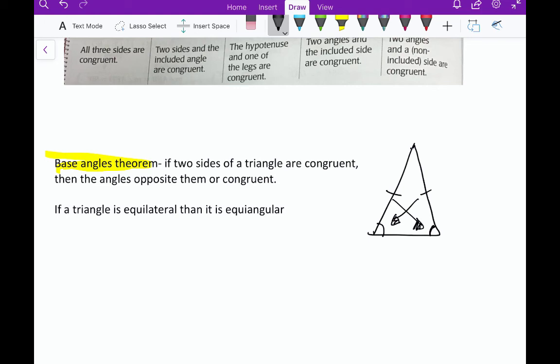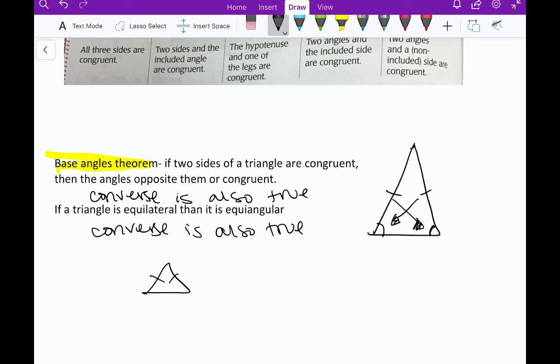The converse of this theorem is also true. And so the converse would be if the angles opposite the sides of a triangle are congruent, then those sides are congruent. And if a triangle is equilateral, then it is equiangular. And again, the converse of this is also true. So if you have an equilateral triangle, then it's also equiangular. In other words, an equilateral triangle will always have angles that measure 60 degrees because remember the sum of the interior angles is 180 degrees.